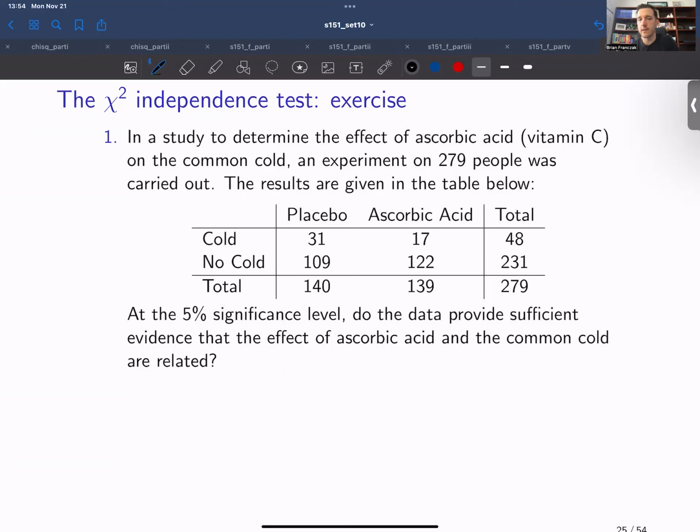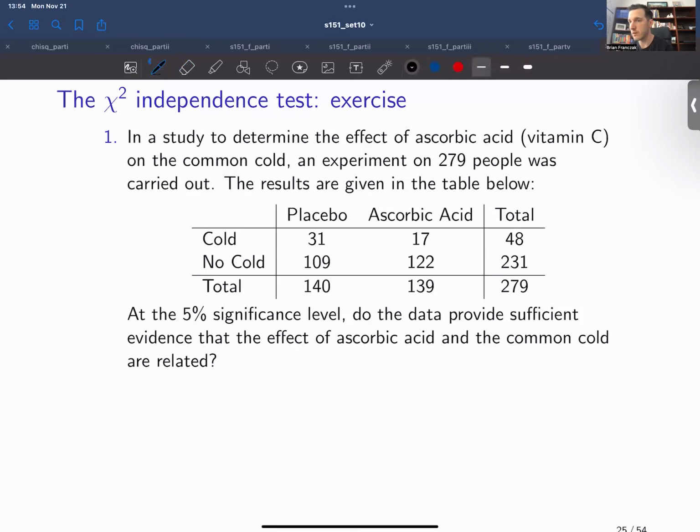And the question says, at the 5% level, do the data provide sufficient evidence that the effect of ascorbic acid and the common cold are related? So there are a lot of different ways to phrase this type of problem, but in general, if we're asked for an association or if we're asked if these two variables are independent or not independent, this would be a chi-square independence test. Data for independence tests always present themselves in two-way tables. So that's sort of a giveaway that this is the kind of test you should be considering.